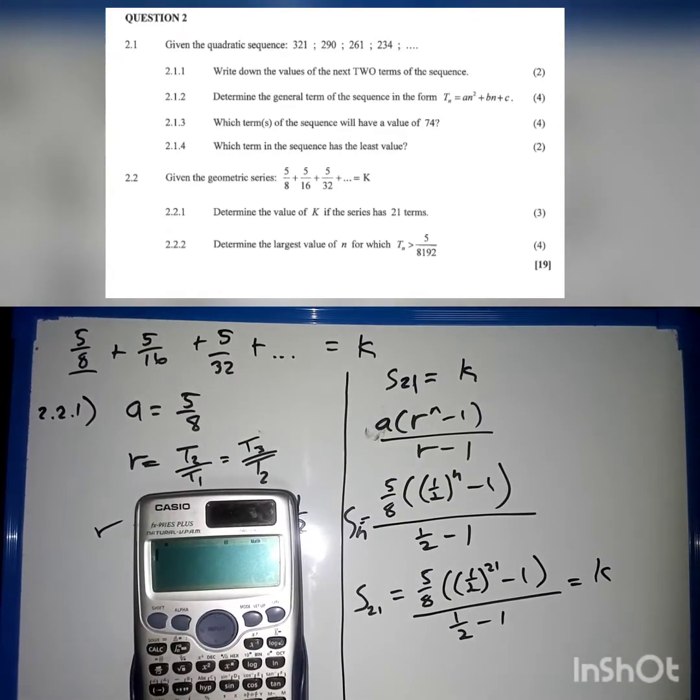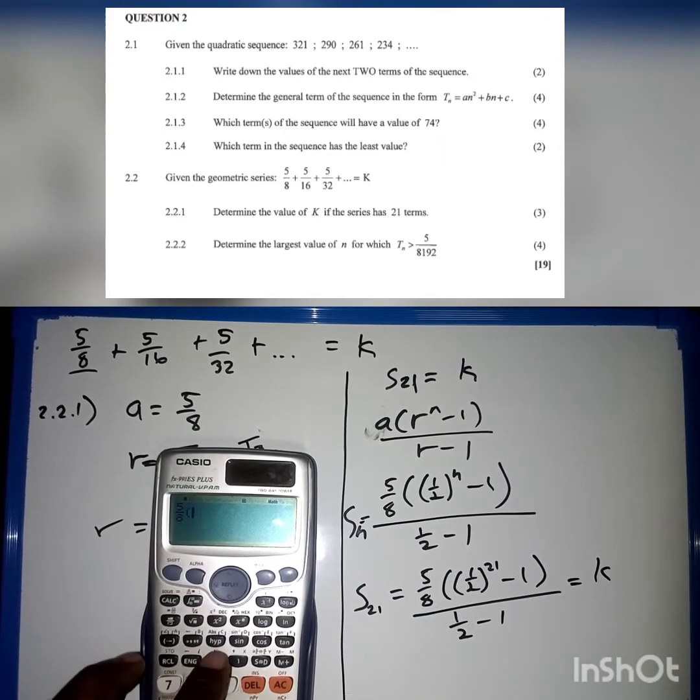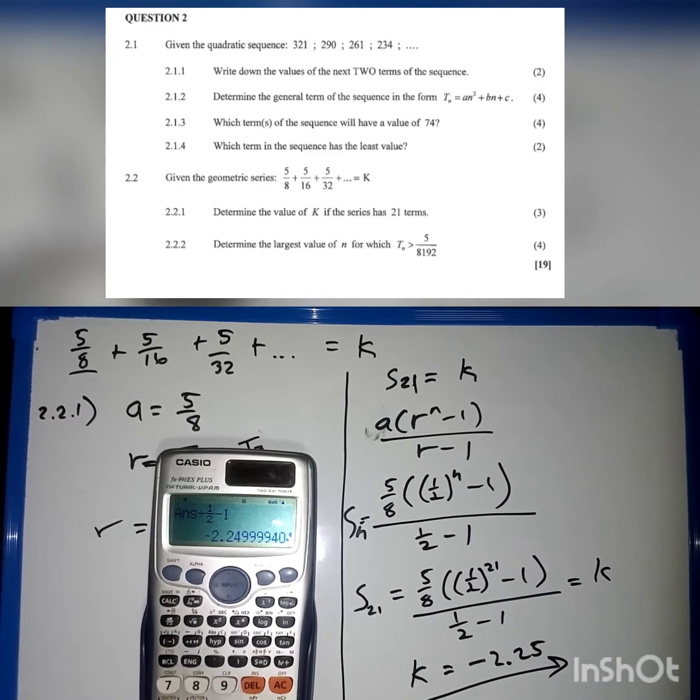So we'll say 5/8 times (1/2)²¹ - 1, divided by 1/2 - 1. This gives us what? Minus 2,25. So that will be your solution. So k will be equal to minus 2,25. So that's our solution for k.